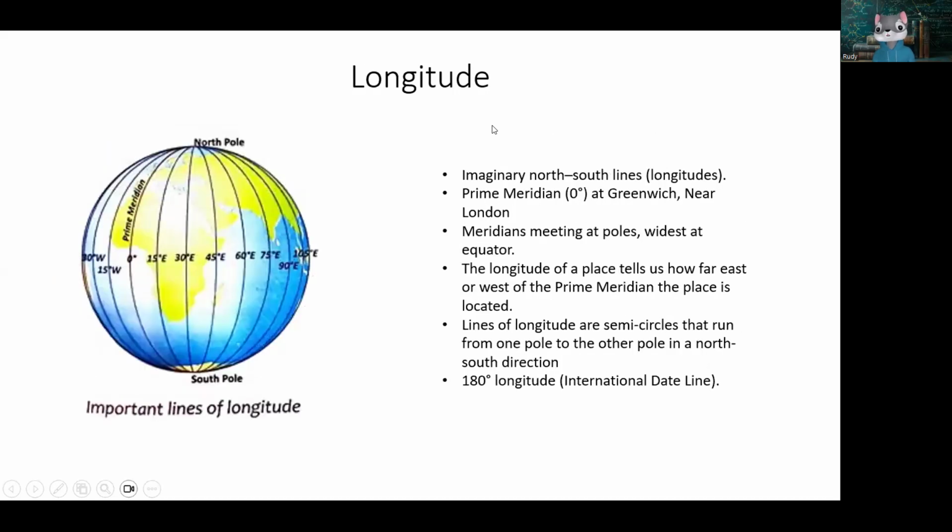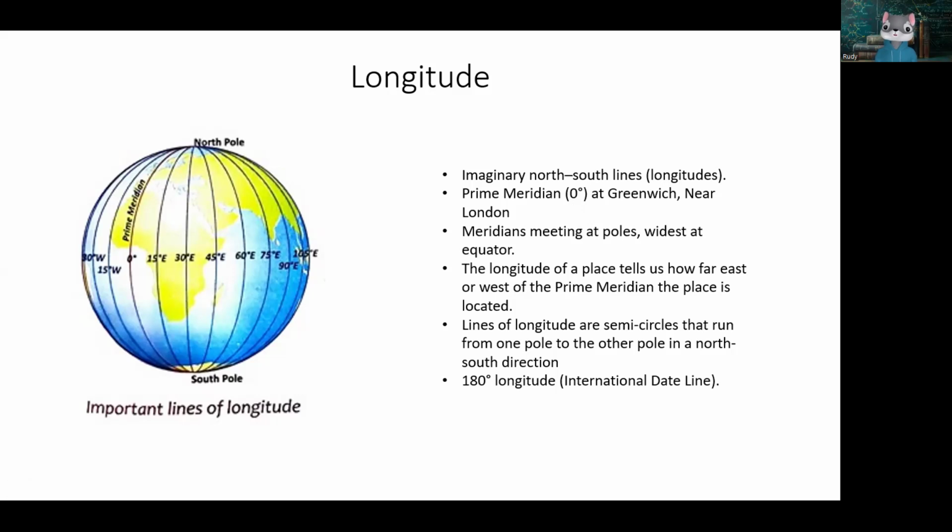Now, longitudes. Imaginary lines that go from south to north. The main longitude is the prime meridian, which crosses through the Royal Observatory in Greenwich near London. Meridians meet at the poles, and are widest at the equator.